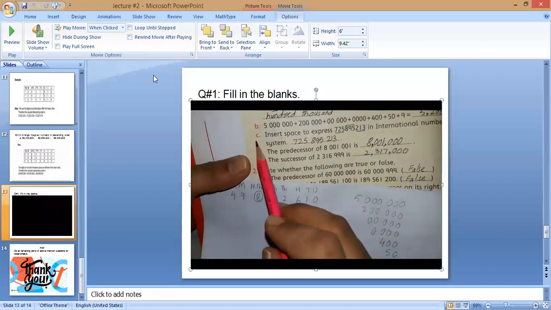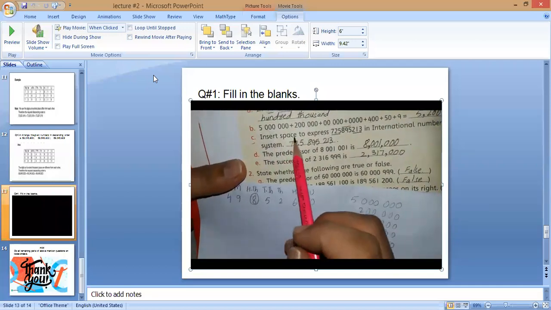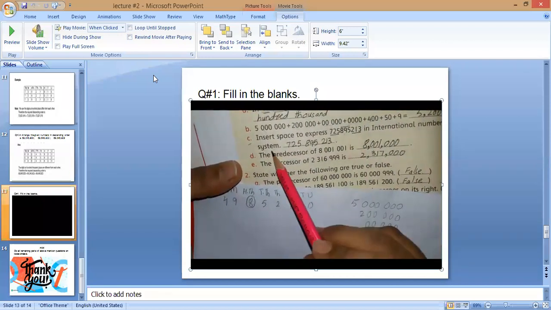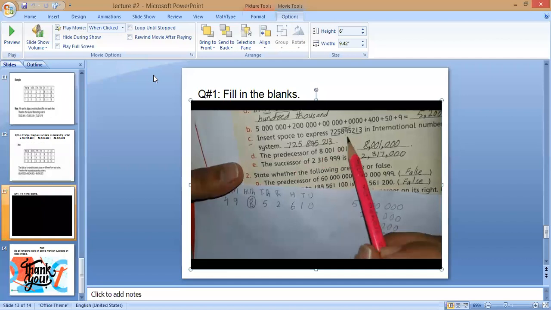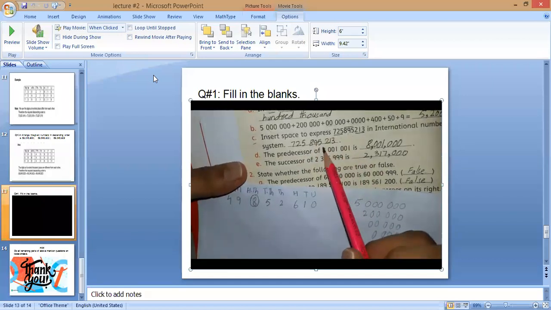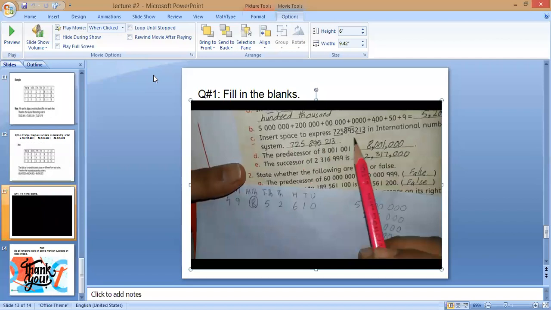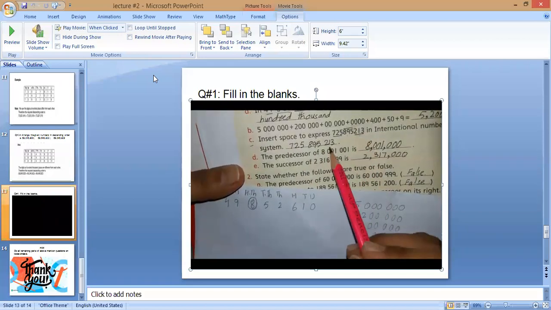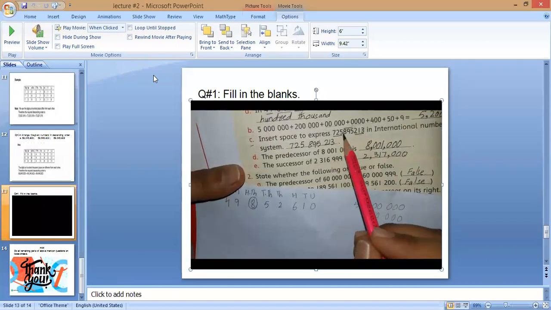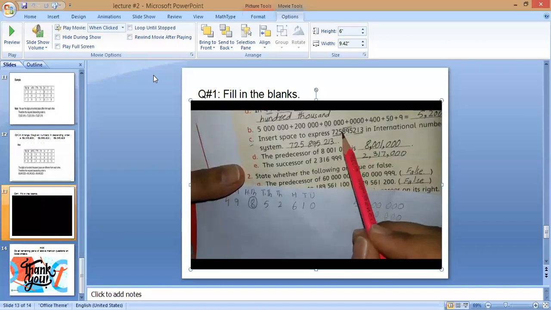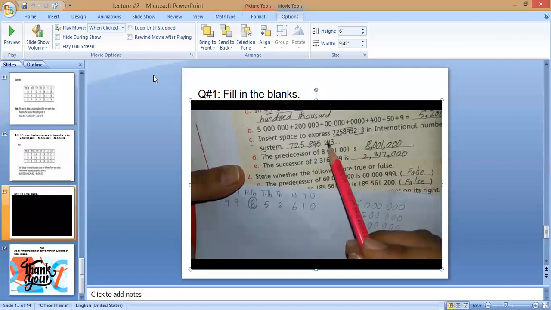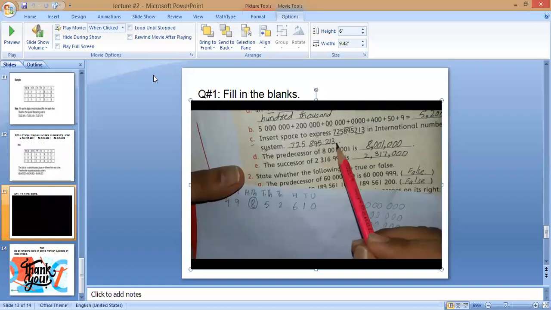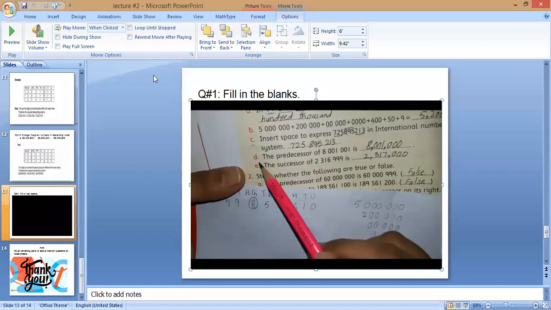Now come to the next one, C1. Insert space to express this in the international number system. Dash. You have to fill this dash by putting space. The first 3 digits belong to the ones house, so you will write here and leave the space. Come to the next 3 columns. It will be the thousands house. Leave the space and write down the millions house. This is your answer.